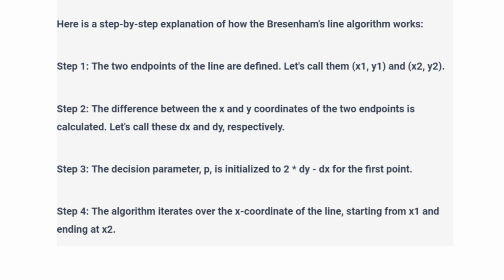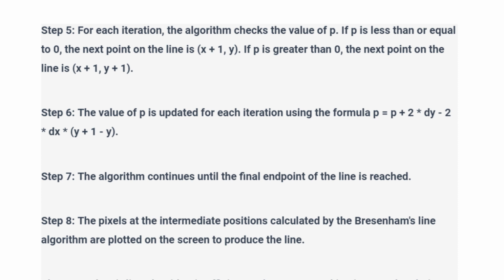Step 4. The algorithm iterates over the x-coordinate of the line, starting from x1 and ending at x2. Step 5. For each iteration, the algorithm checks the value of p. If p is less than or equal to 0, the next point on the line is x plus 1, y. If p is greater than 0, the next point on the line is x plus 1, y plus 1.